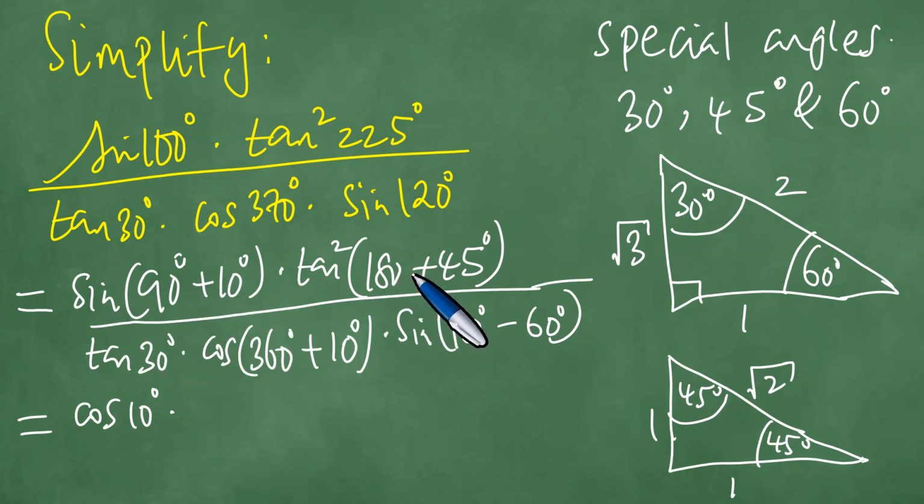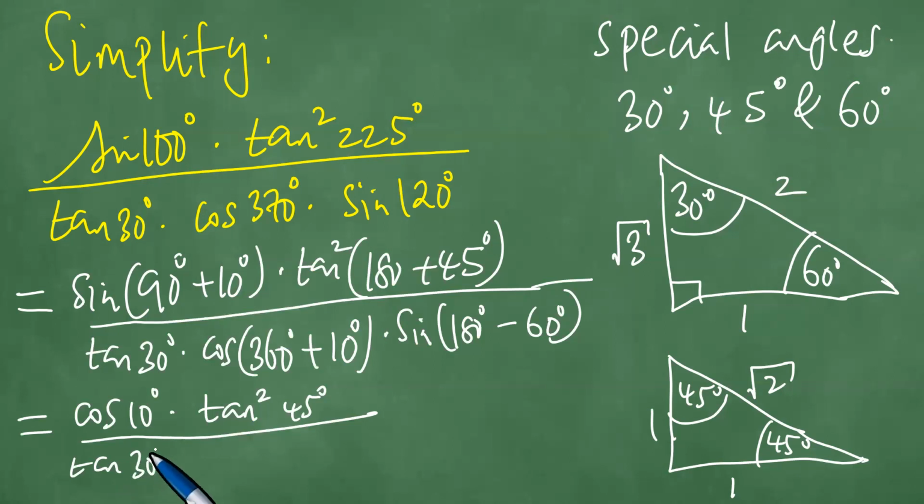180 degrees plus 45 is in the third quadrant, and the tangent is the only one that's positive, so this is going to be positive, giving us the tangent squared of 45 degrees divided by, in the denominator, the tangent of 30. 360 plus 10 is in the first quadrant where all functions are positive, and therefore this one is going to be positive cosine 10.